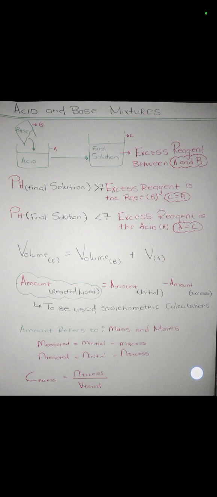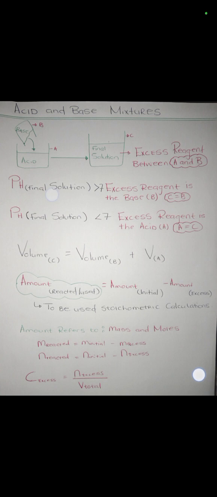Now, let us continue. Lucky for us, we can determine whether in the final solution we have an acid or a base, because we know the properties of an acid, we know the properties of a base. What are they? We can differentiate between an acid and a base using the pH. So what do we know about the pH of an acid or a base? The pH of the base, what do we know about it?